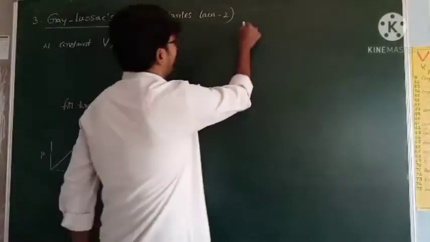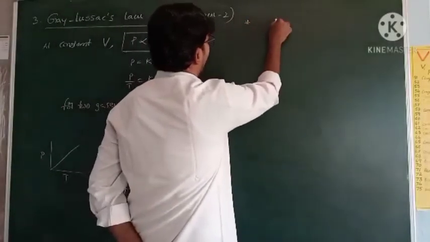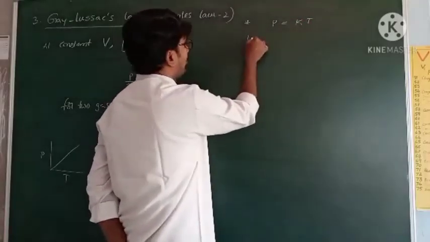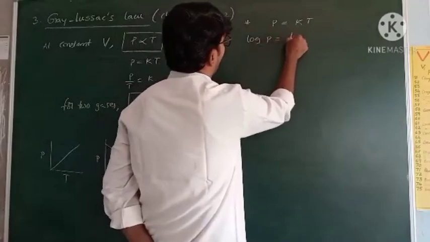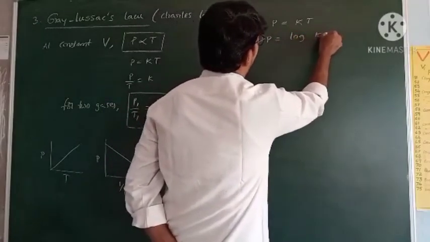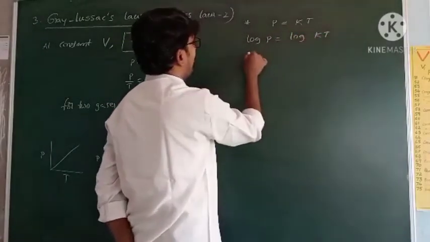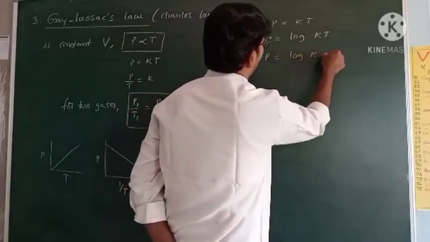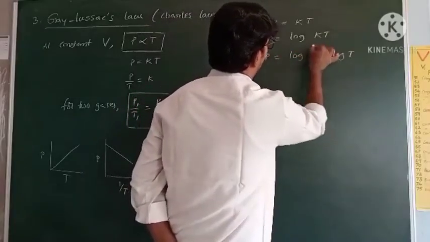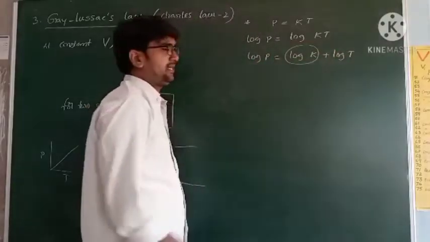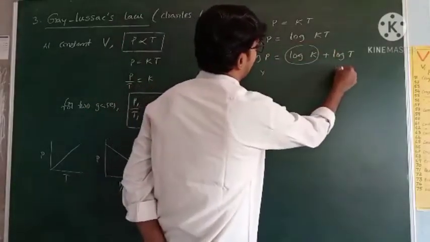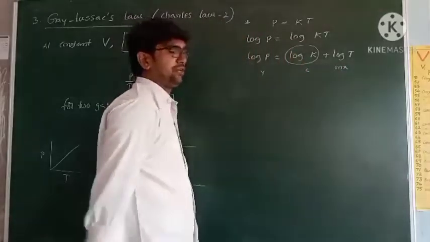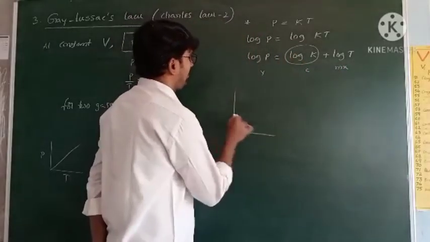Sir, a similar type to Charles law 1. P is equal to KT. Apply logarithms on both sides. Log P is equal to log KT. Log KT means the log A plus log B formula. So log P is equal to log K plus log T. But this is a constant value, so taken as C. So this is equal to y is equal to mx plus c. C means constant value. Now draw a graph for this one.